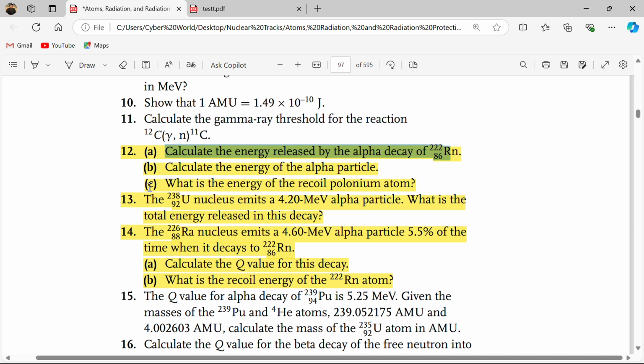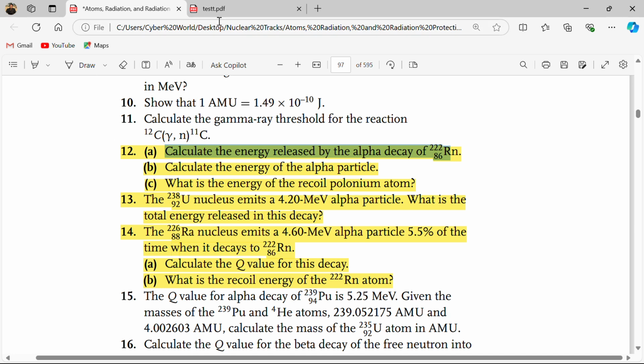Now let's move towards the next problem, number 13. It says the uranium-238 (92) nucleus emits a 4.20 mega electron volts alpha particle. Now the isotope 238 of uranium is decaying and emits an alpha particle of energy 4.20 mega electron volts. What is the total energy released in the decay? The alpha energy is given, that is 4.20, and you have to find the total energy.